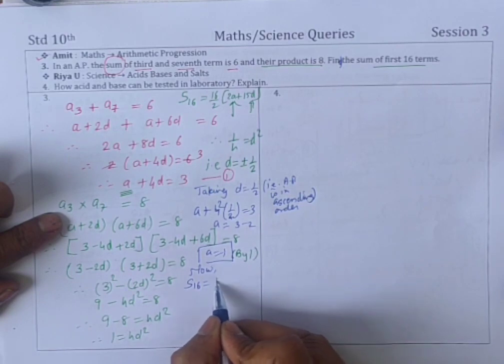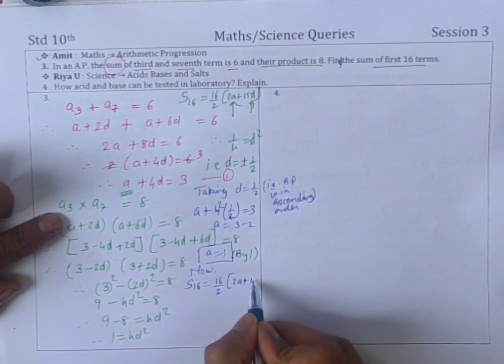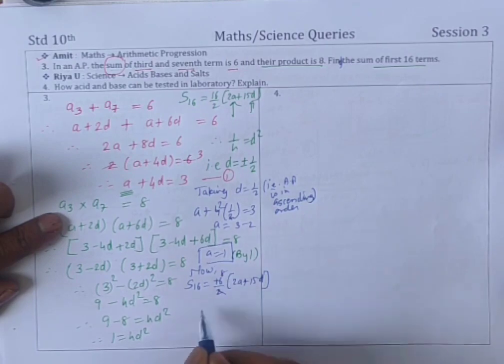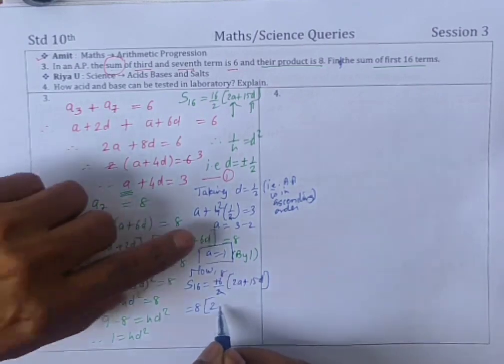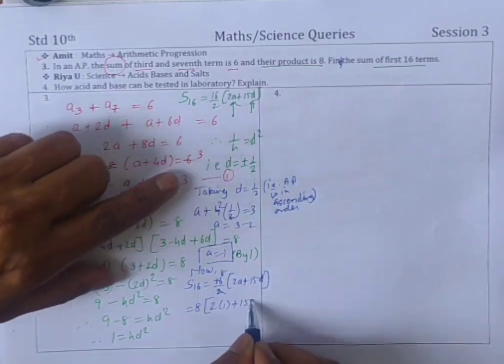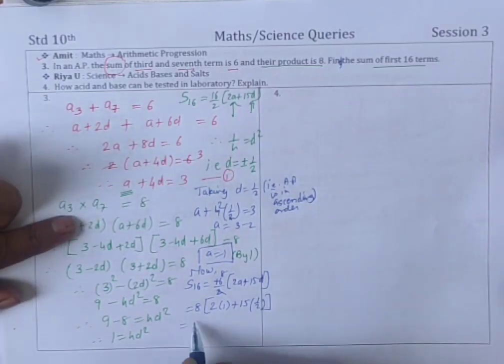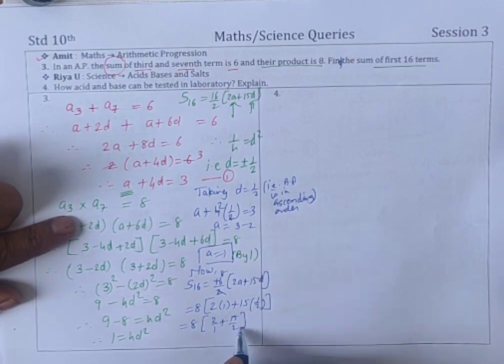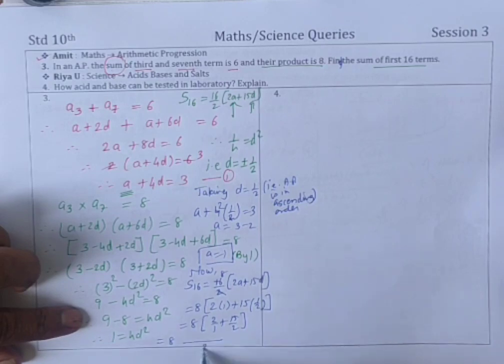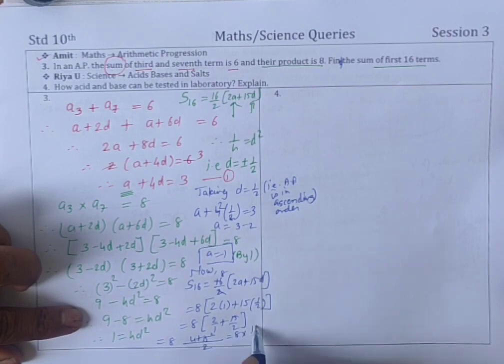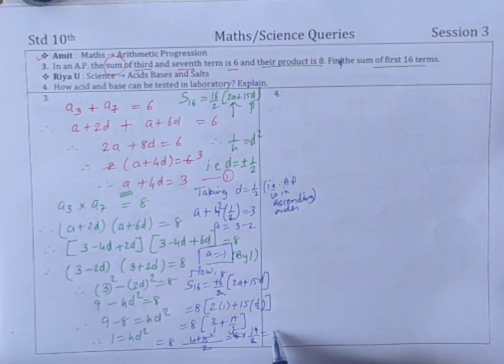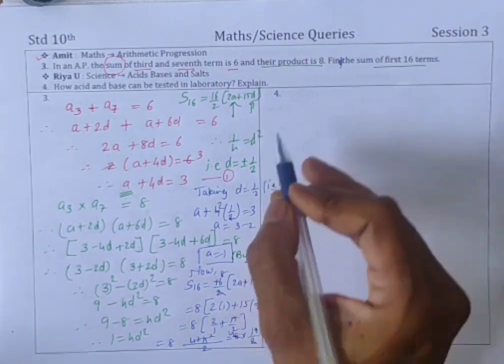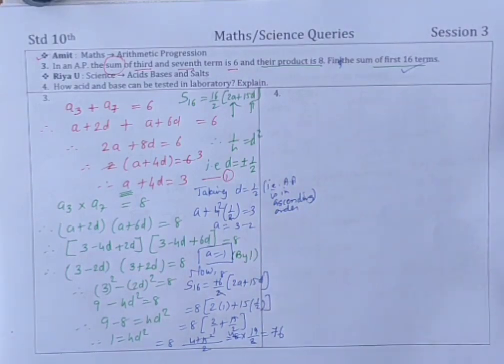S16, sum of 16 terms, is 16 by 2 into 2A plus 15D. 2 eights are 16. That gives me 8. 2 into A, that is 1, plus 15 into D, that is 1 upon 2. Alright, so that is 8 into 2 upon 1 plus 15 by 2. LCM is 2. 2 twos are 4 plus 15. That is equal to 8 into 19 by 2. 2 fours are 8, 19 fours are 76. So the sum of first 16 terms would be 76.